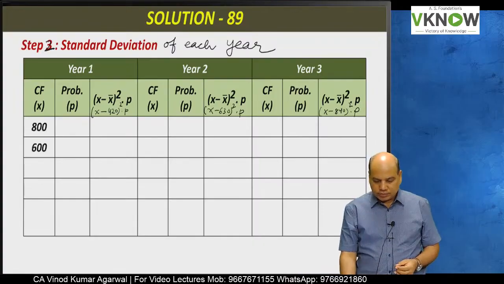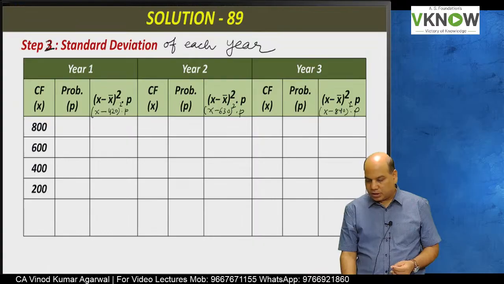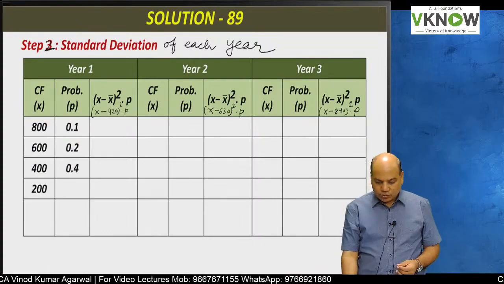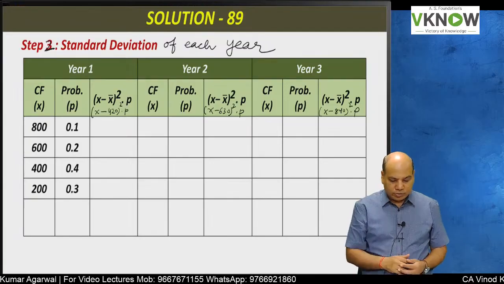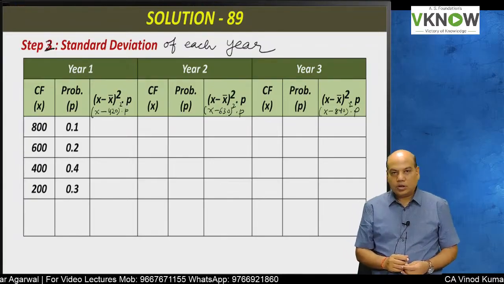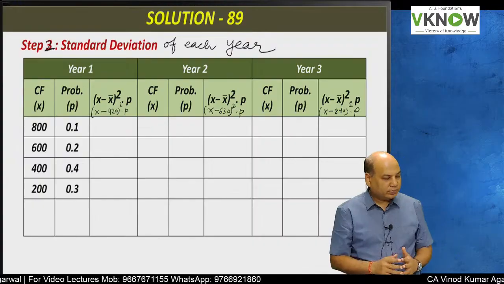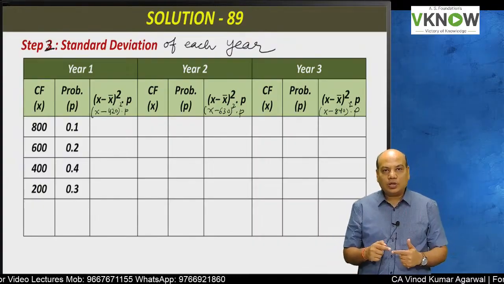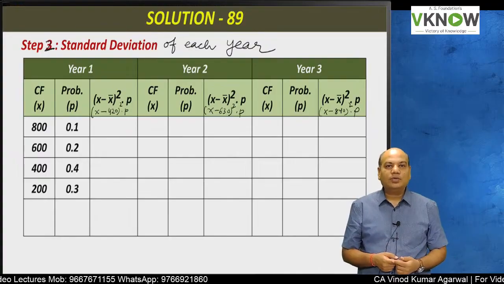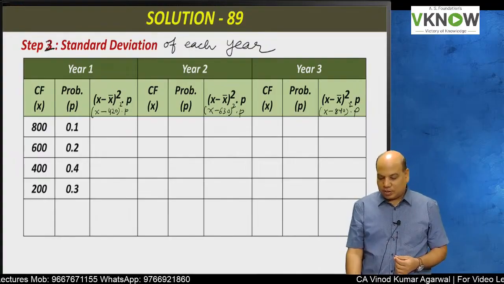Okay, now start. Students have drawn the format. First two columns, copy from the question book for year 1. Now start calculation. 800 minus 420 into equal to, into 0.1, again equal to, and memory plus.